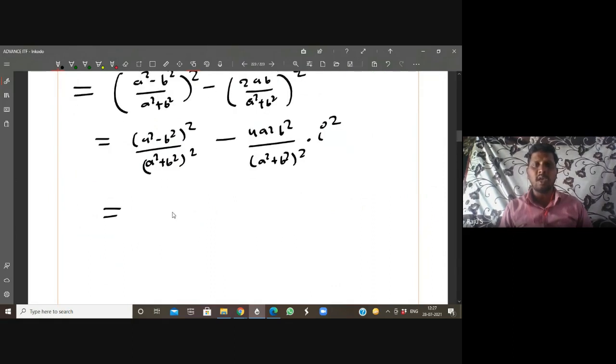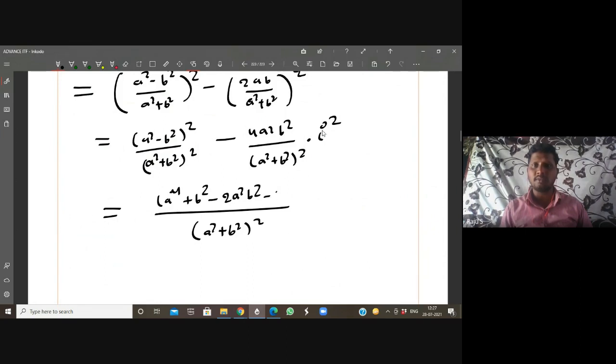Now, do we have any common LCM here? Yes, a square plus b square the whole square. The numerator is a power 4 plus b power 4 minus 2a square b square, minus into minus. What is the value of iota square, students? Minus 1. Minus into minus is plus. Shall I write plus, sir? 4a square b square.